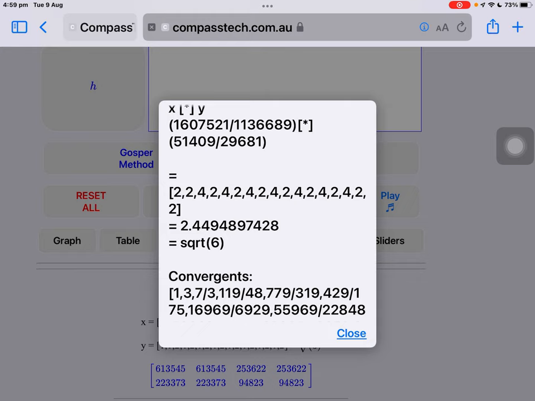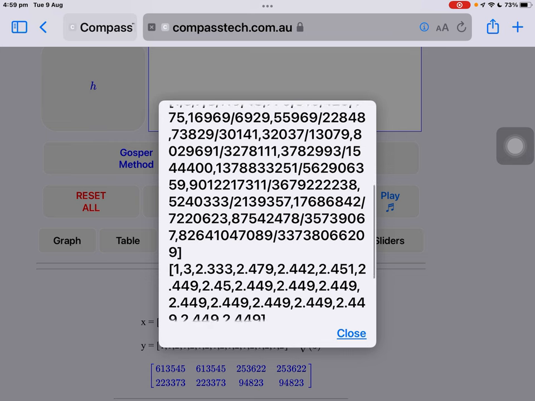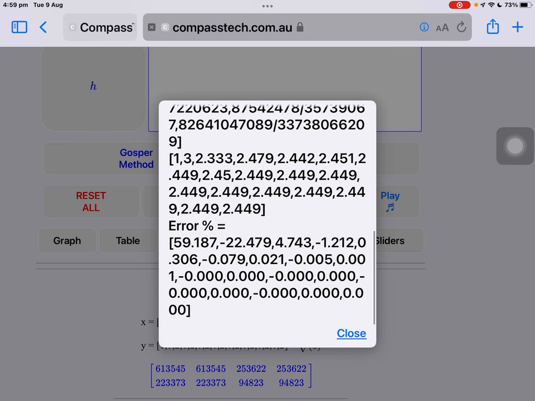2, 2, 4, 2, 4, 2, 4, 2, 4, and it's accurate up to our required 16 decimal places. And in fact, if we wanted to, we could quite easily keep going. Our convergents are all shown, and you'll see that the error is negligible from about halfway.